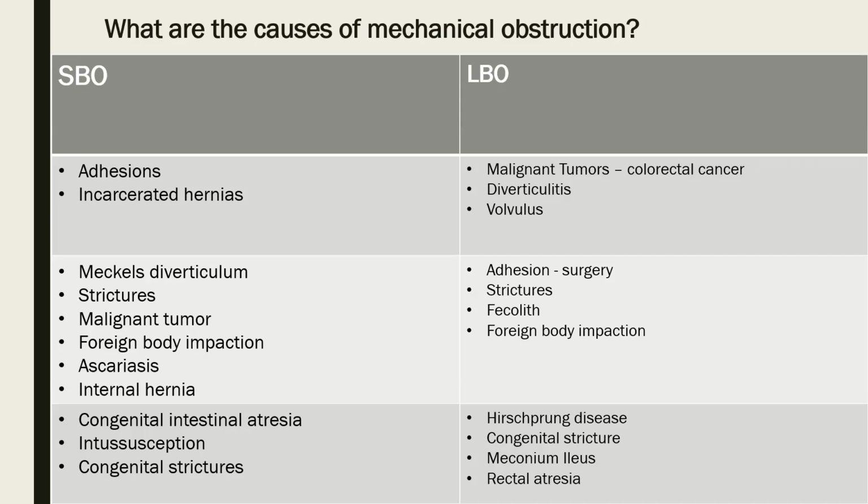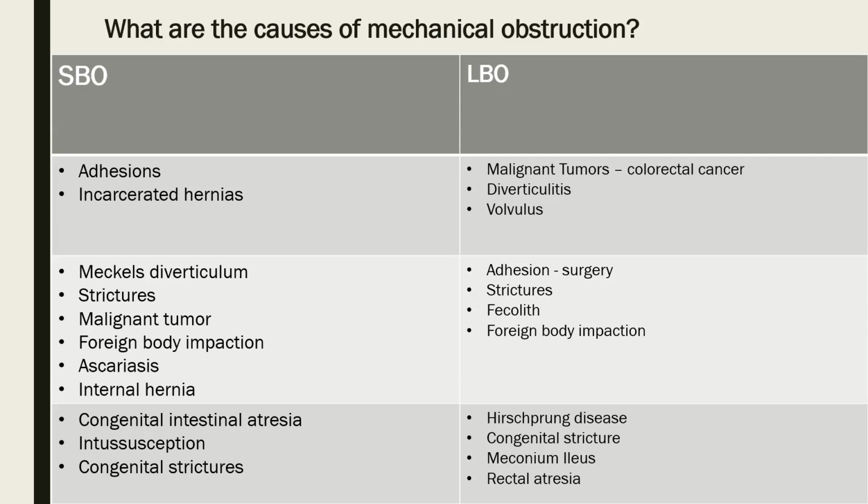You can have an internal hernia, where the hernia, instead of coming to the anterior abdominal wall, goes the other way. Or you can have foreign body impaction. Maybe this would be common in children that just ingest anything, like coins. Depending on the size of the thing that has been ingested, it's going to cause an obstruction, or maybe it's just going to pass normally.